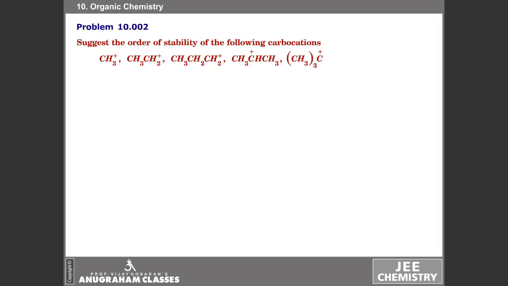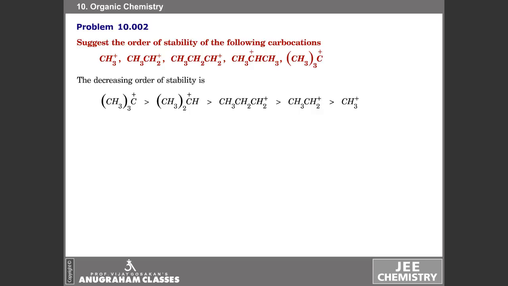We are given a few examples of carbocations. We have to give the order of stability of the cations. We are giving the order of decreasing stability in the series. We start with the most stable cation and end with the least stable cation. Tertiary butyl is the most stable and methyl is the least stable of the cations.